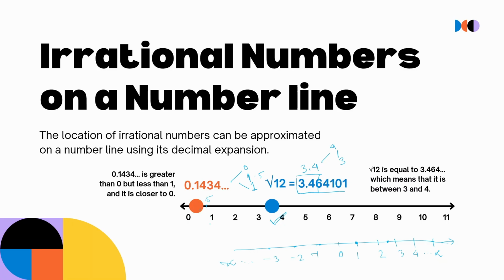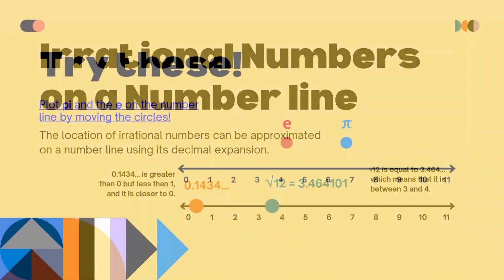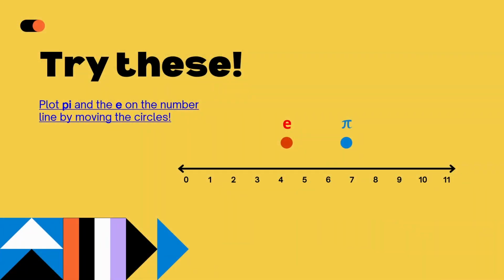I hope you have understood how to plot irrational numbers on a number line. Now I have given you one example. You have to plot these two irrational numbers on the number line. Previously, I have given the value of pi and e in my previous slides. So you need to check that, and you need to plot them on this number line.